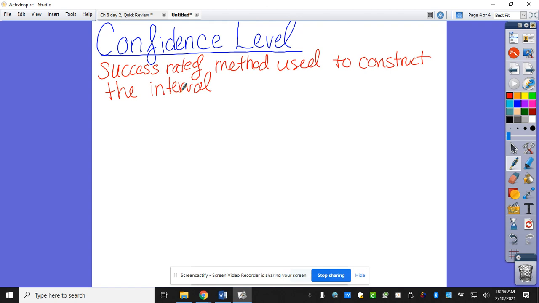So of the 2 problems we did, what were our 2 confidence levels? 68% and 95%. If we drew all of them out, the 68% should have actually captured the true parameter about 68% of the time. The 95% should have caught the true parameter about 95% of the time, but again, you'll never actually know if you did or didn't.